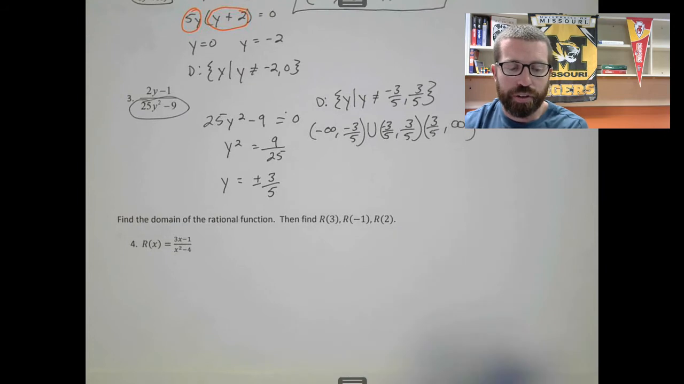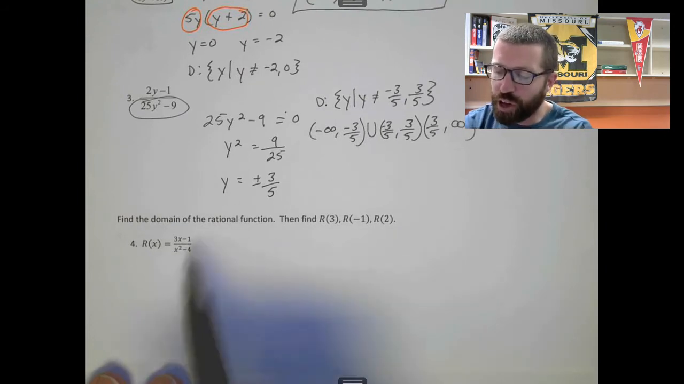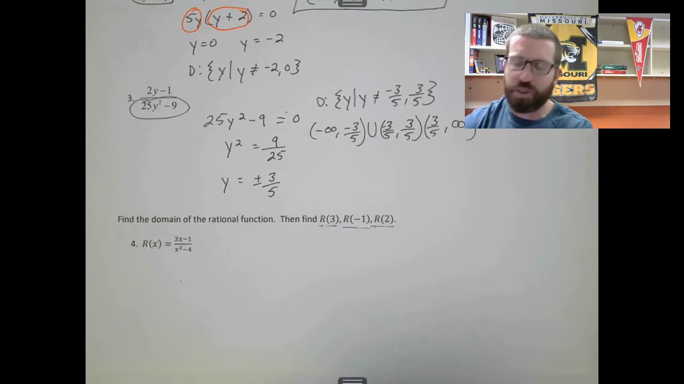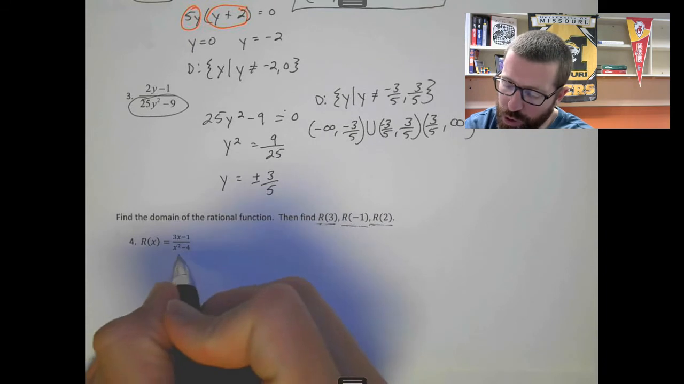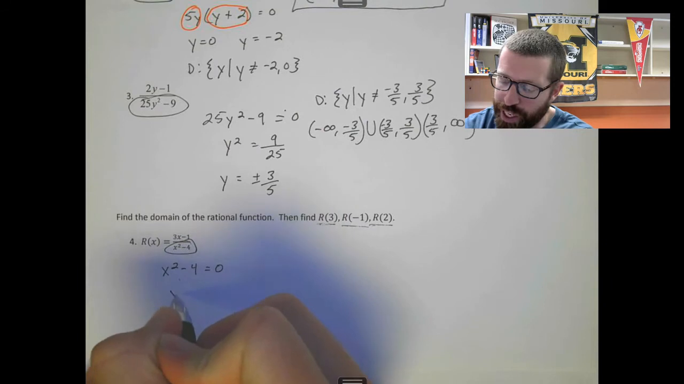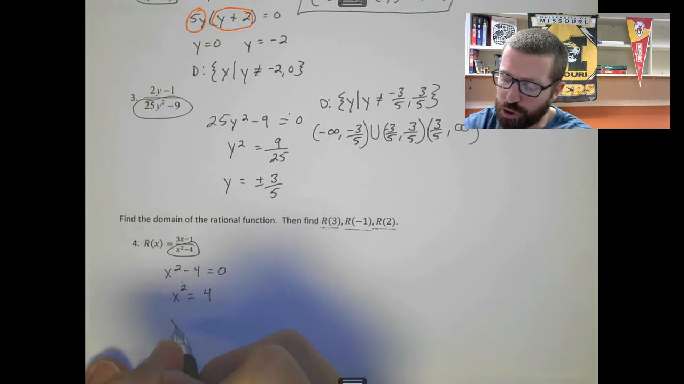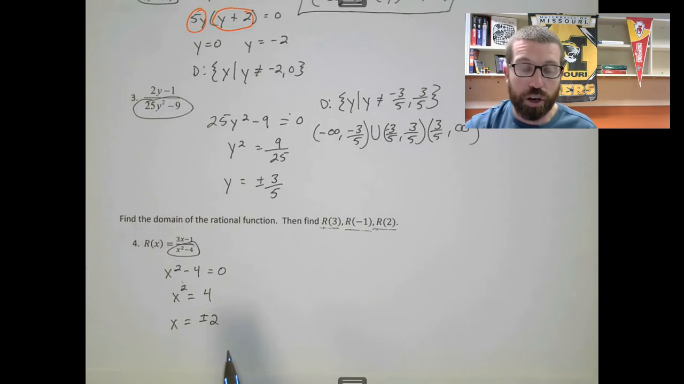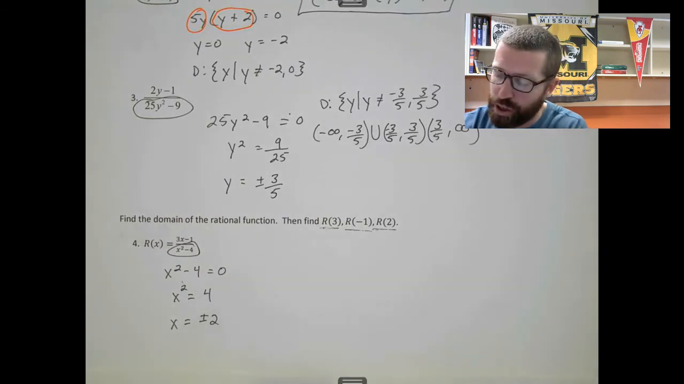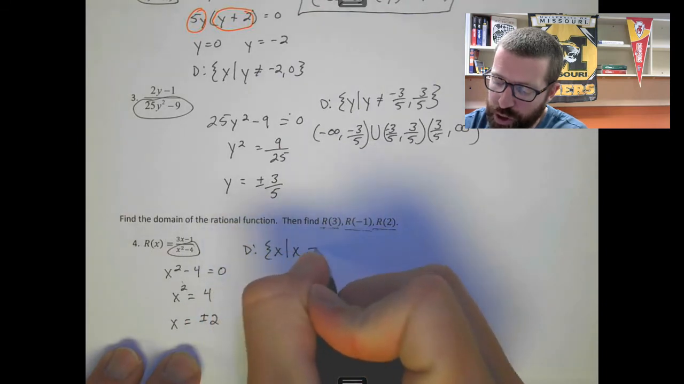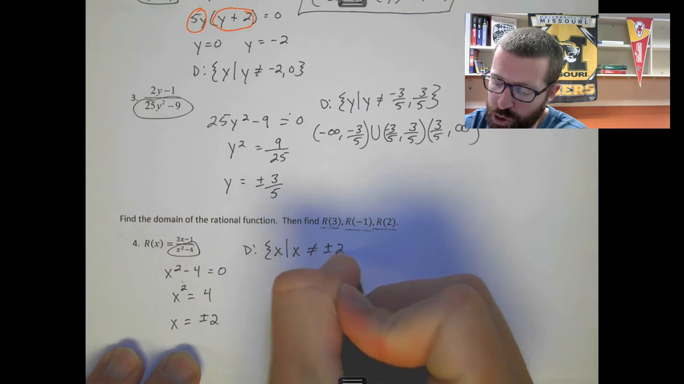Okay, and then the domain again, this time still asking for domain, but then also asking for the value of these numbers. So we'll evaluate the function here. So the domain, well, if I set the bottom equal to 0, then I get x squared is equal to 4, so x is equal to plus or minus 2. So these are the numbers that are not included in the domain. And so the domain is x such that x is not equal to plus or minus 2.